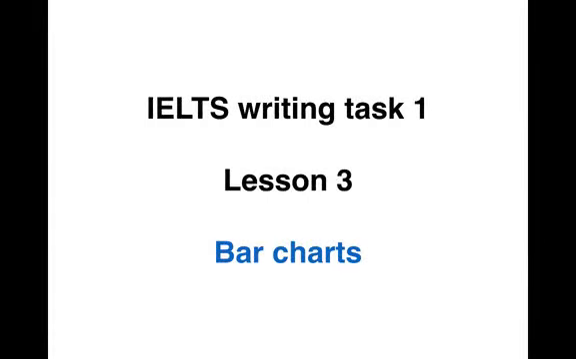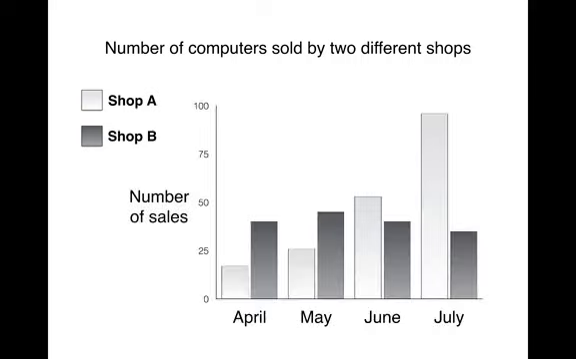IELTS Writing Task 1, Lesson 3, Bar Charts. Bar charts can show numbers changing over a period of time. For example, if we take a bar chart with this title, Number of Computers Sold by Two Different Shops, we'll look at Shop A and Shop B on this bar chart.